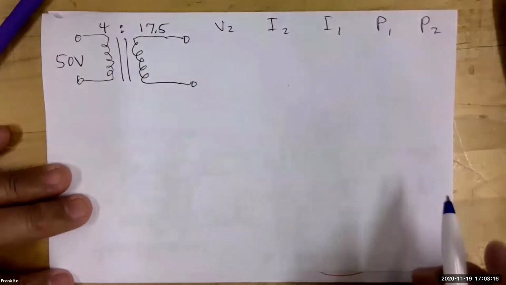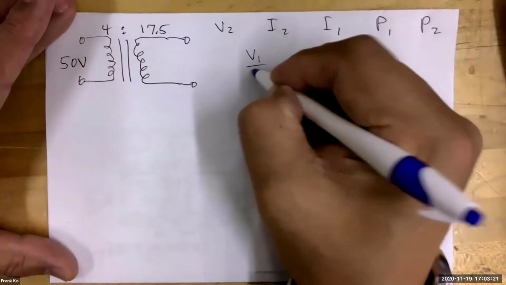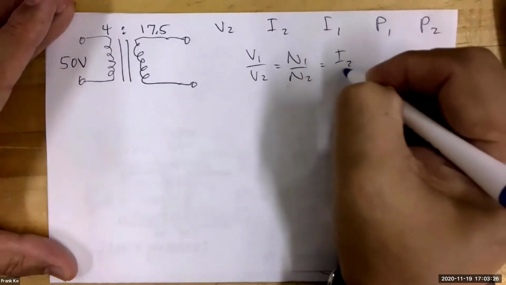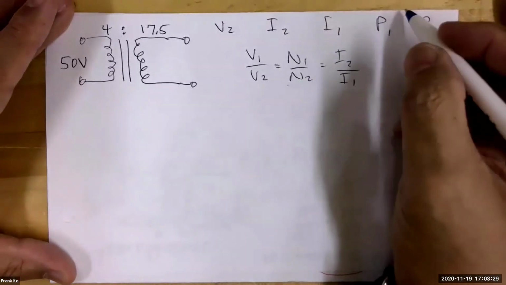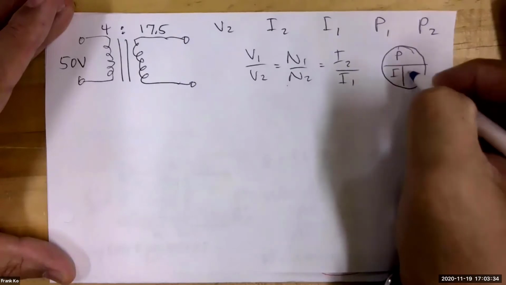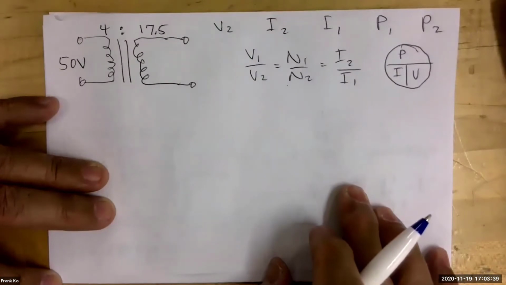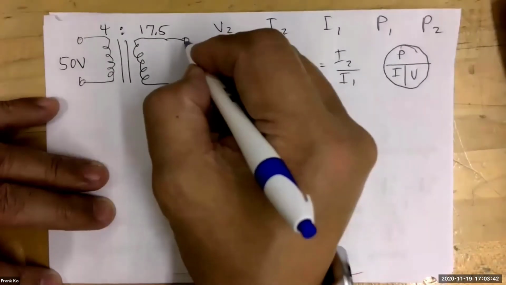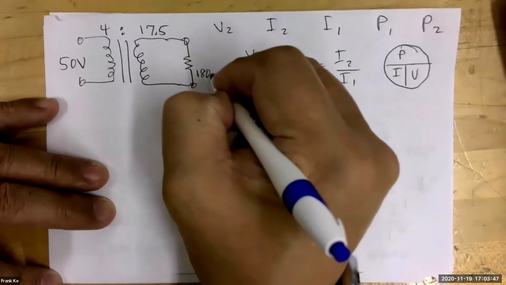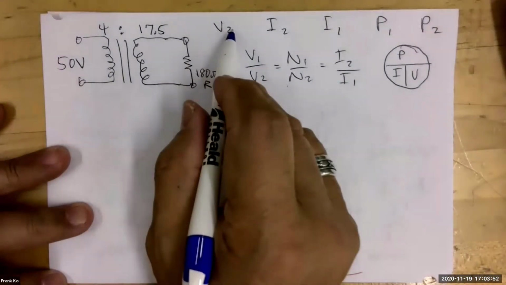Sure we can, because we know the basic transformer formulas. As long as we remember V1 over V2 equals N1 over N2 equals I2 over I1, and then good old Ohm's law, P equals IV, so we can confirm the power. Let's see how we go to analyze this. So the first quantity we want, oh, I got to give you a resistor. Let's go ahead and say that this is a 180 ohm resistor R, okay? All right, first task at hand, calculate the V2.